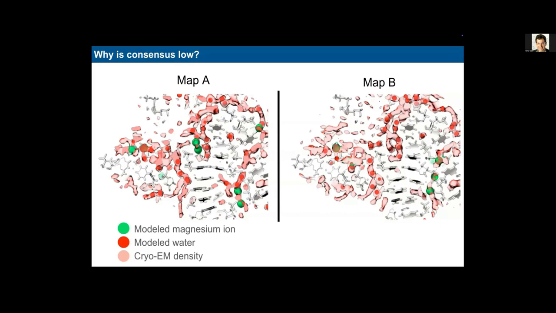What ended up happening is most of these disagreeing modeled waters were actually in regions of diffuse density. So regions where there wasn't a super ordered peak. So in one map, it passed our criteria of being an ordered peak, and in the other map, it did not. But overall, the densities were very similar. So this led us to thinking, okay, maybe all this density that we don't model because it's not a sharp peak, maybe that's actually telling us something about the water network or the ion network in our RNA.